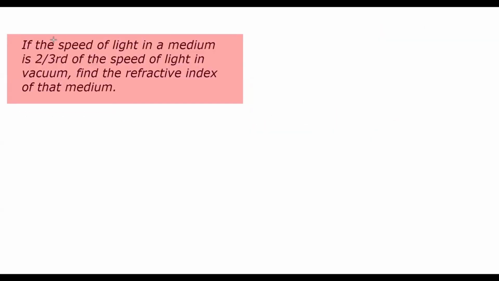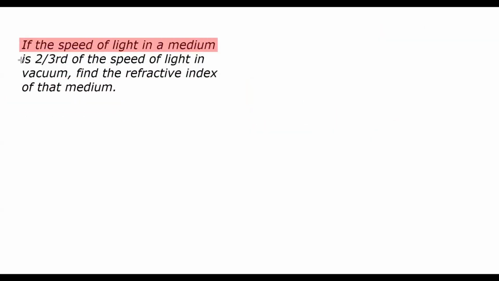In this question, it says the speed of light in a medium is two-thirds the speed of light in vacuum. We have to find the refractive index of the medium. Right. So what we know is the formula for refractive index: it is the ratio of the velocity of light in vacuum divided by the velocity of light in the medium. I'm using c as the conventional symbol for the speed of light.